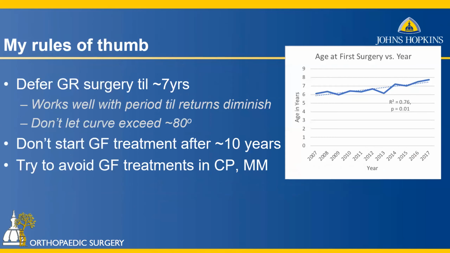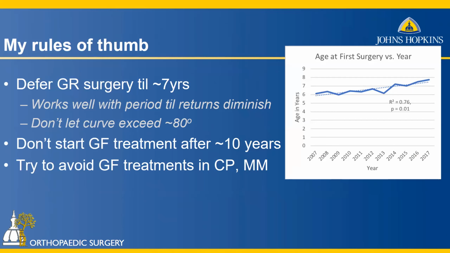So the rule of thumb is to defer the start of growing surgery, if possible, till about 6 or 7, so that you can get that 5 or 6 years before returns diminish. On the other hand, I don't want to let the curve get more than 80 degrees because the risks go up. And if the patient is getting toward teenage years, like if they're 10 or 11, it's probably not worth starting this growing treatment. Just wait a bit and go to definitive fusion.